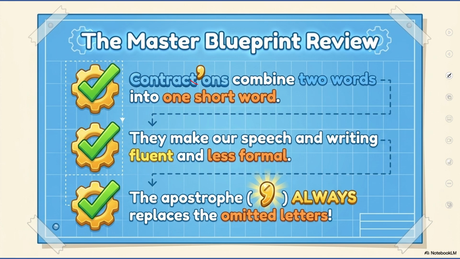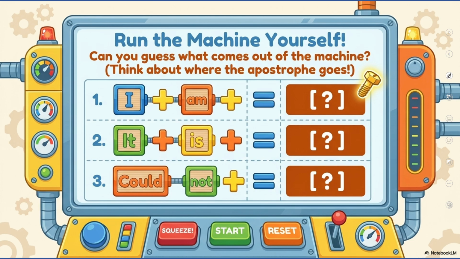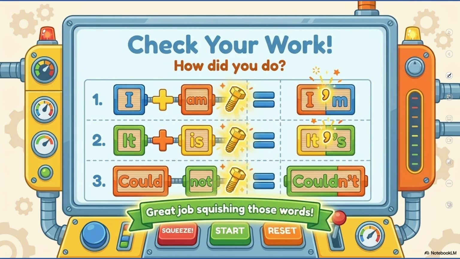Now this is how you have to do it. Place an apostrophe to combine two words to make one single word, and remember this is used in informal writing and speech, and we have to omit or cut or delete or drop a letter to make that. For example, if you have I am, it is, could not, this is how you have to contract them into I'm, it's, and couldn't.